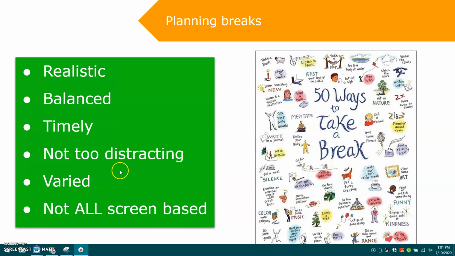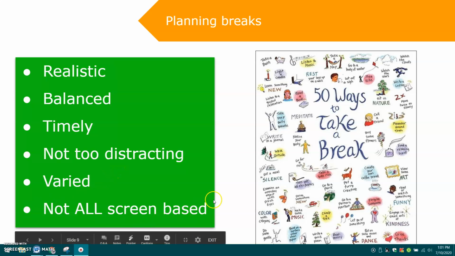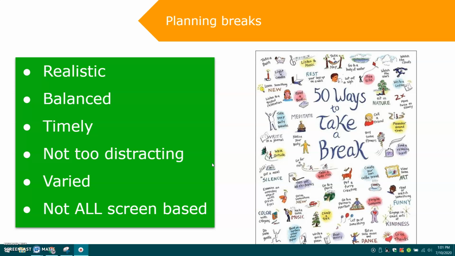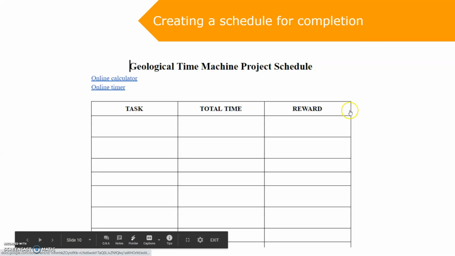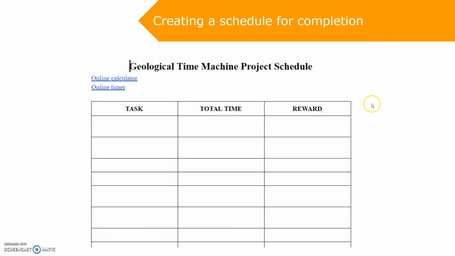And also, very importantly, not all of your breaks or rewards should be screen-based, especially if you're doing work on a computer. Give your eyes a break, okay? Change it up. Go outside. Listen to music. Vary your breaks. So, using all that information, we can go and actually start to create a schedule for completion.